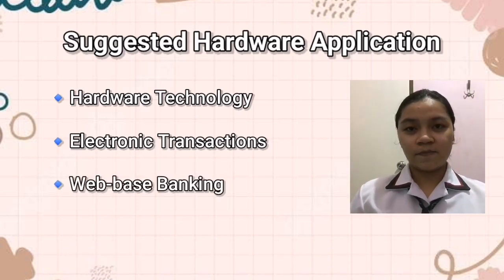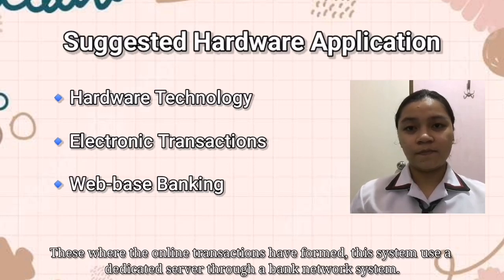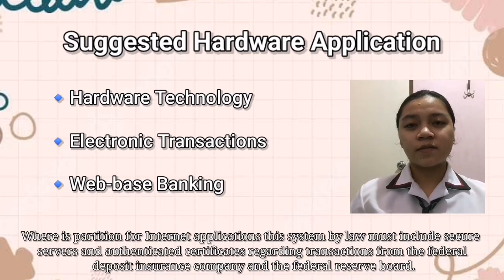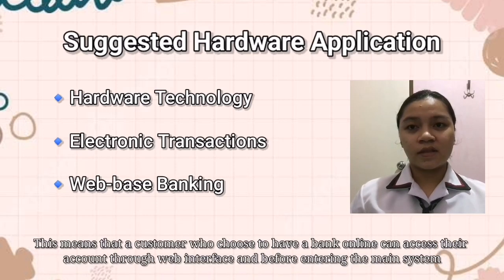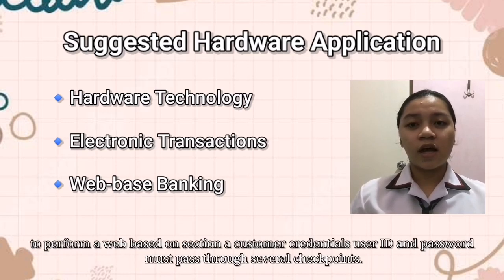Third, web-based banking, where online transactions have formed. This system uses a dedicated server through a bank network system, which is partitioned for internet applications. By law, this system must include secure servers and authenticated certificates regarding transactions from the Federal Deposit Insurance Corporation and the Federal Reserve Board. This means that a customer who chooses to bank online can access their account through a web interface, and before entering the main system, the customer's credentials, user ID, and password must pass through several checkpoints.